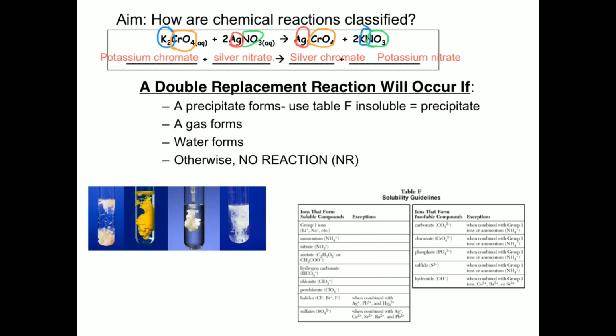When I use reference table F, I don't read the exceptions. So when looking through the list, I do not see a mention of silver. But as I continue looking through the list, I do see a mention of chromate. Here, I see that chromate forms insoluble compounds unless with group 1 or ammonium. Silver is not in group 1, so our precipitate is silver chromate.